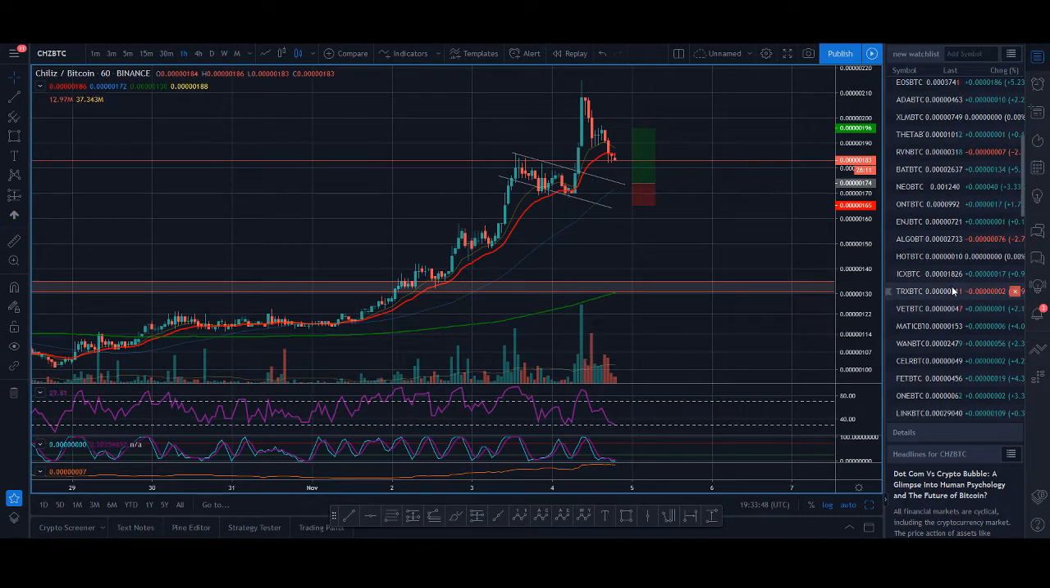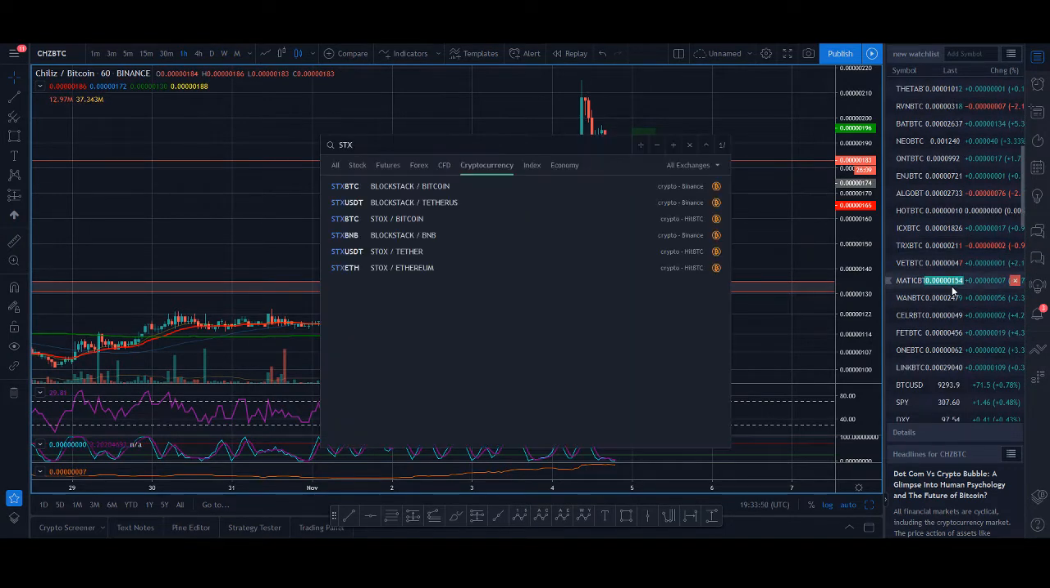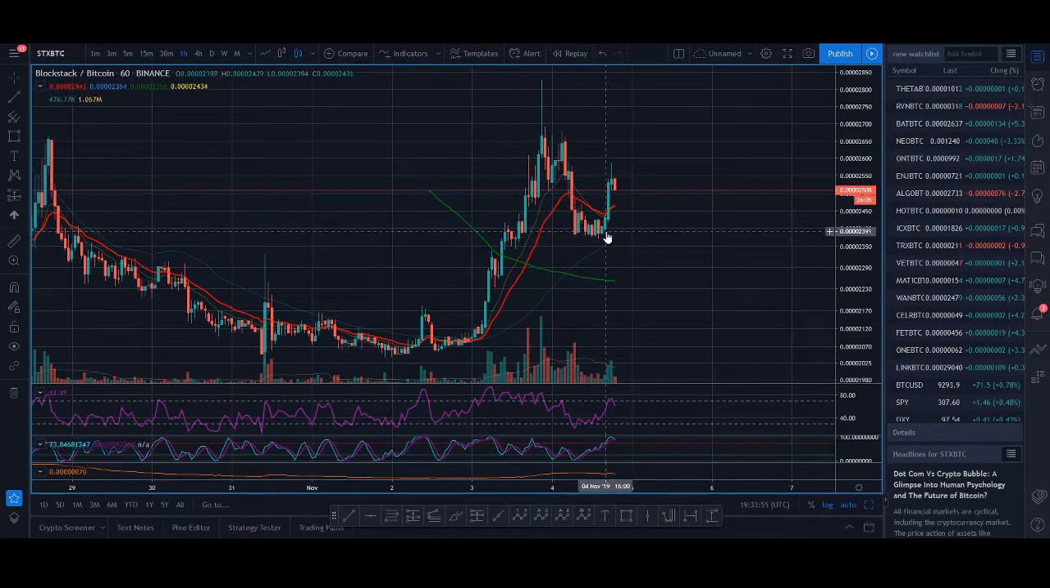Some of the other coins that are doing well, I've shared a signal on STX, see if that's doing anything. This has pumped, but it's not doing as much. I'll probably take some off. I shared the live signal on this. Let me share with you some of the other coins that I'm interested in.